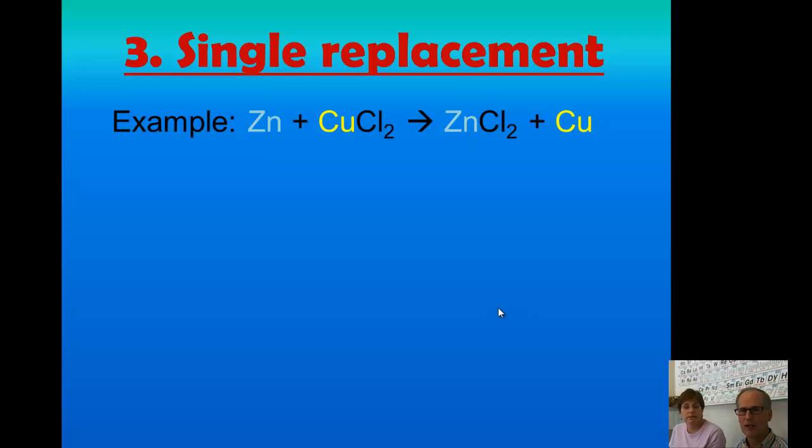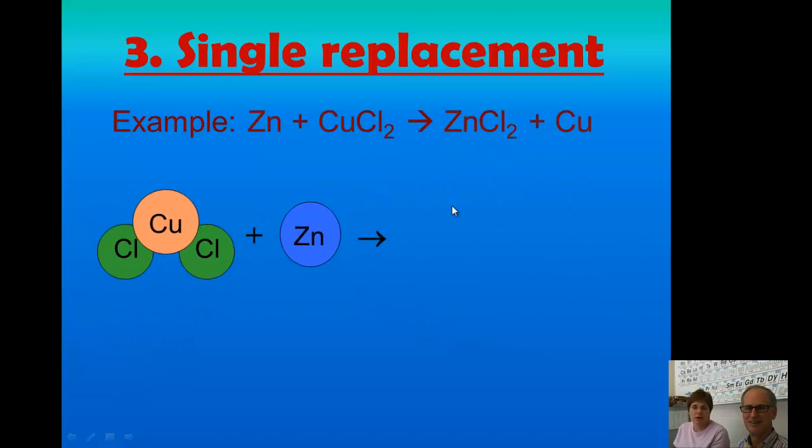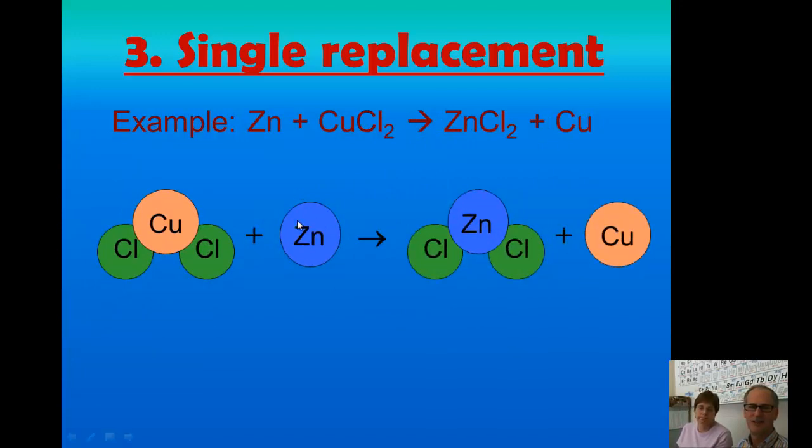Here's an example of a metal replacing a metal. Notice how the zinc was on its own, just solid zinc element, and it was put in a solution of copper chloride. What happened on the other side, Mrs. Ehrman? Well, the zinc knocked the copper out of the compound and took its place. And there's poor little copper all alone. See how the zinc was on its own initially? Now it's in the compound, and the copper is left on the side.